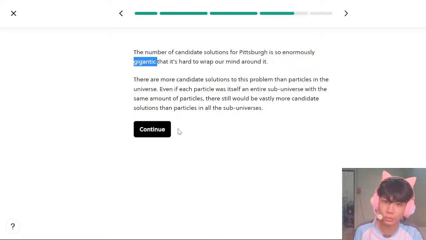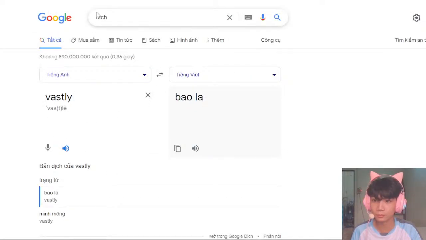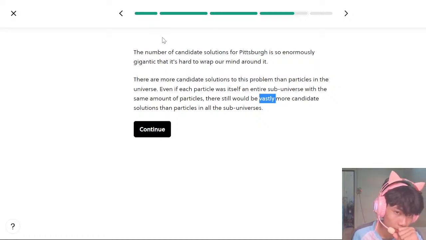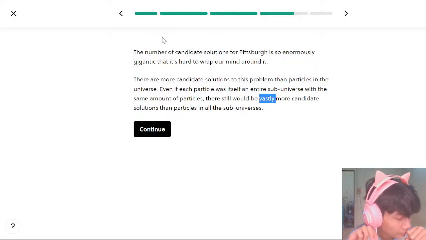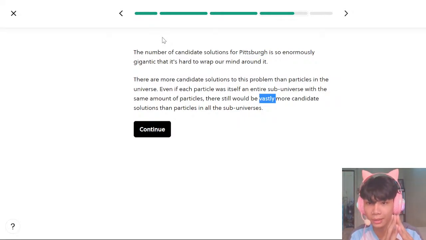There are more candidate solutions to this problem than particles in the universe. Even if each particle was itself an entire sub-universe with the same amount of particles, there still would be vastly, vastly more candidate solutions than particles in our sub-universe.